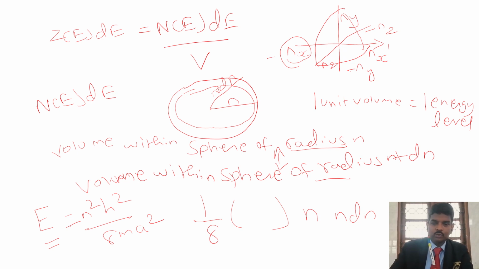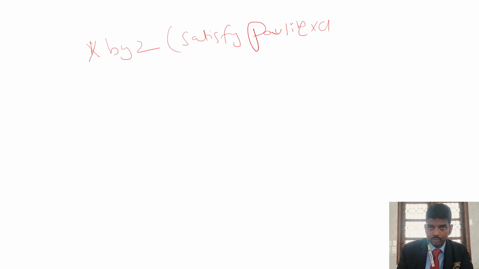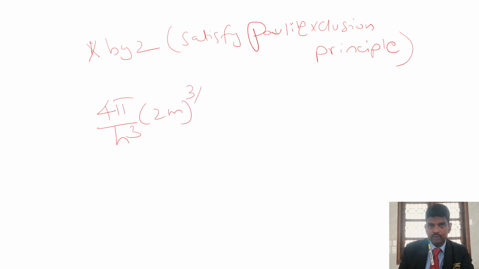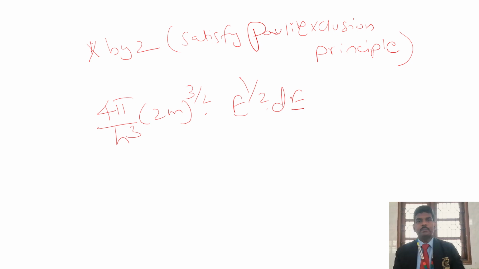And then, next, I'm going to simplify that. During simplification, I'll multiply that value by 2 in order to satisfy Pauli's exclusion principle. And later on, we can get the value as 4 pi by h cube into 2m power 3 by 2 into E power 1 by 2 into dE.